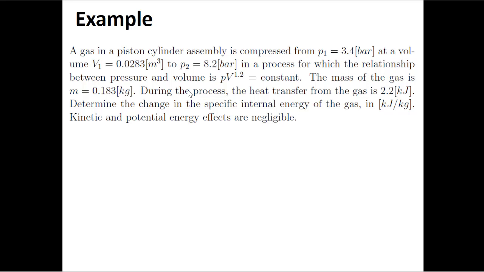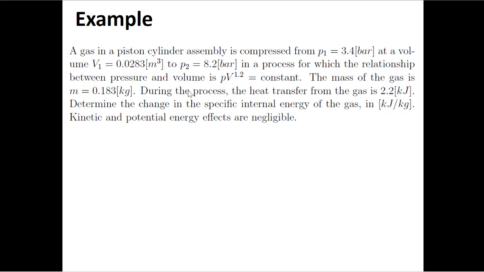Here we have another example problem. The problem says a gas in a piston cylinder assembly is compressed from one pressure at a volume to a second pressure in a process for which the relationship between P and V is PV to the power of 1.2 is constant. The mass of the gas is given.